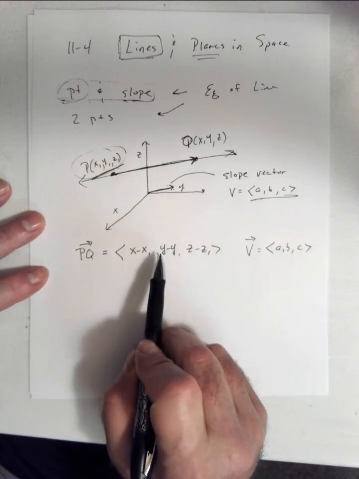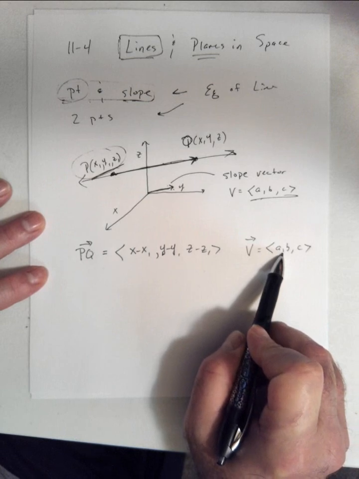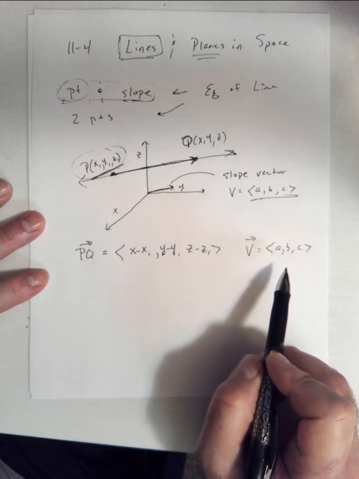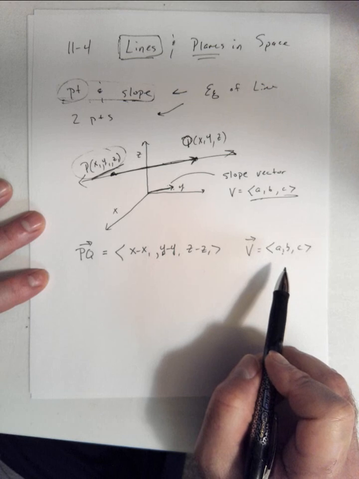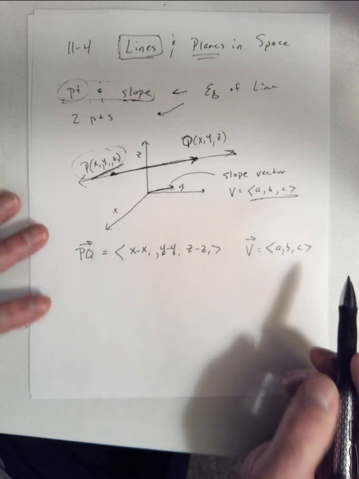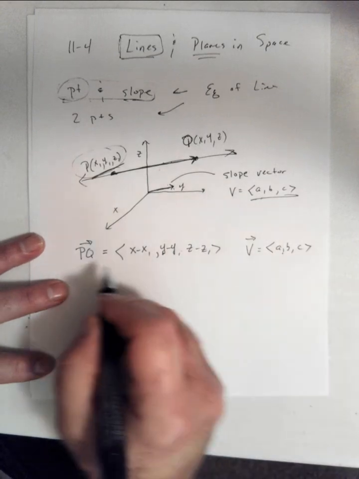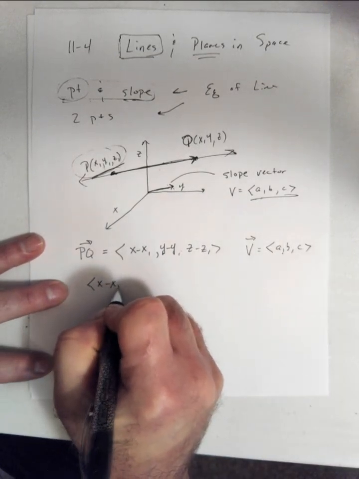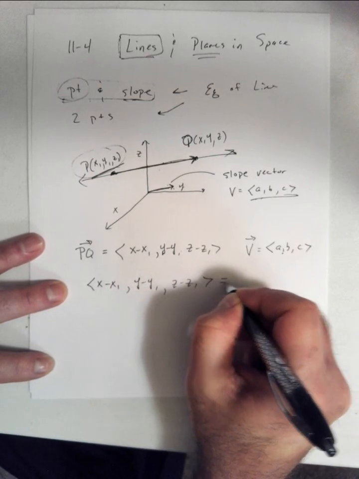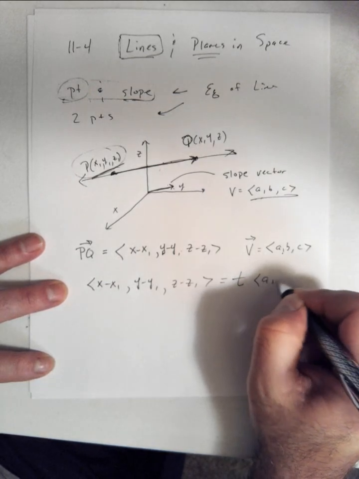here's what we know. This vector and this vector are parallel, which means they're scalars of each other. Remember in lesson 2, 3, 2, I think it was, we talked about two vectors in space that are scalars are parallel, right? And these have to be parallel because this line has to follow the same direction as this vector. So, because they're scalars, I know that x minus x1, y minus y1, and z minus z1 has to equal some scalar, and here comes our parameter, times my slope vector.